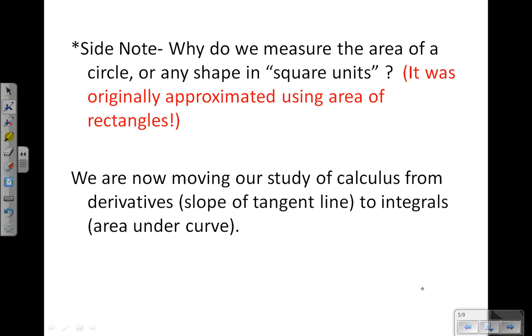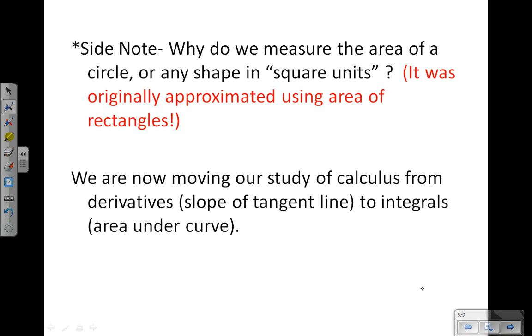Oh, I put in a little side note that really doesn't have much to do with anything. It's just if you ever wondered about square units, why we measure something as feet squared or square inches. Even when we're talking about a circle, we measure it with square units. Kind of odd. But if you look back in history, it's because they originally approximated area using rectangles. So square units made sense.